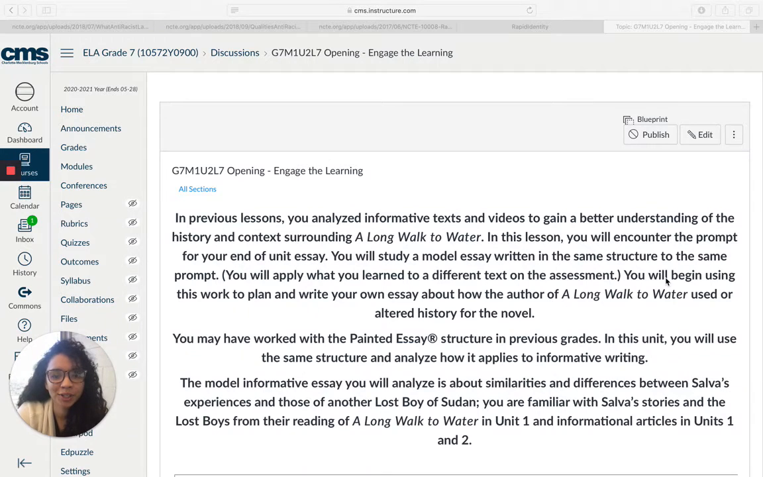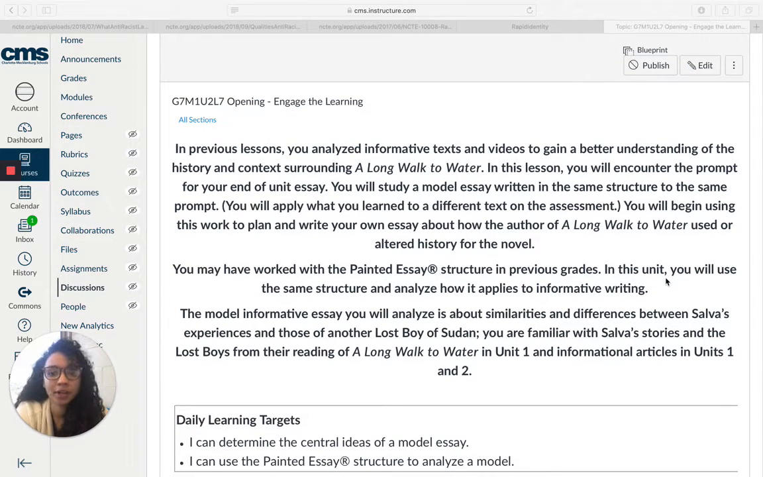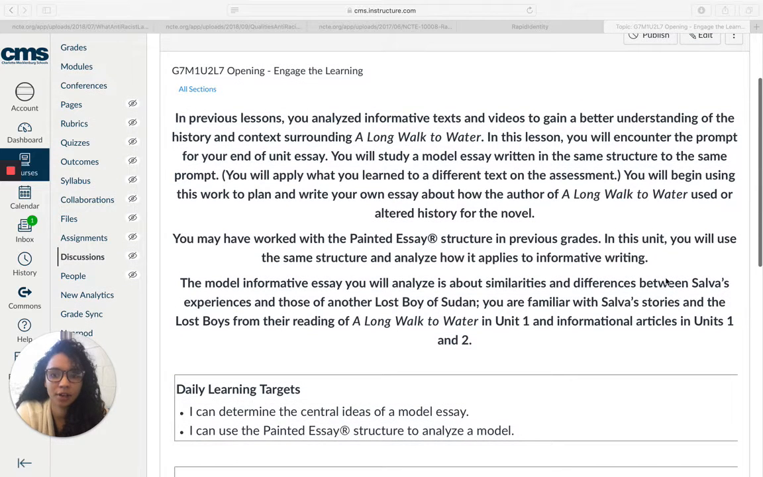Alright, good morning guys. Today we are going to work in our lesson 7 in unit 2. So we've made it to unit 2. I'm going to read the directions for you and go over some key points for the directions.